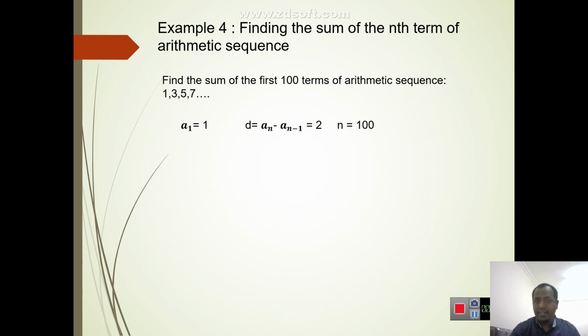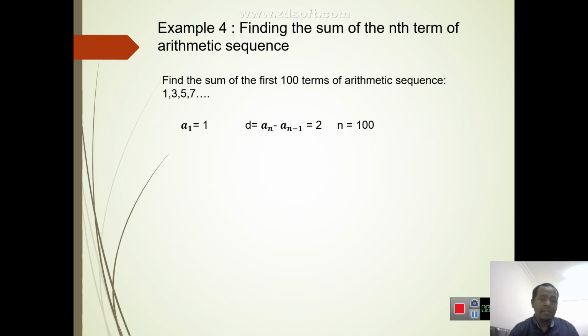It is clear that the first term is 1. To find the common difference, just take any consecutive terms of the given sequence. It must be consecutive terms. For example, 3 minus 1, the difference of the second and the first, which is 2. So our common difference is 2. And the value of n is 100.